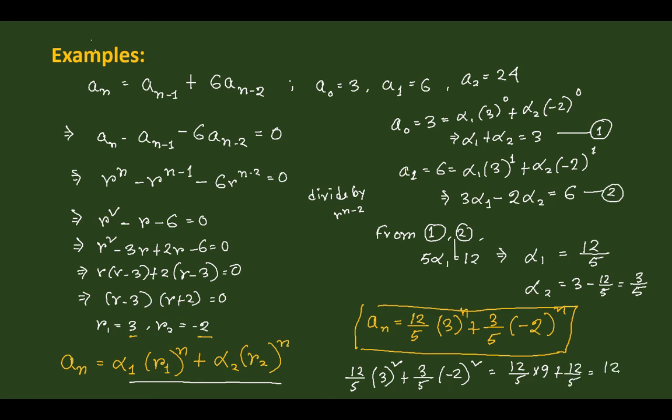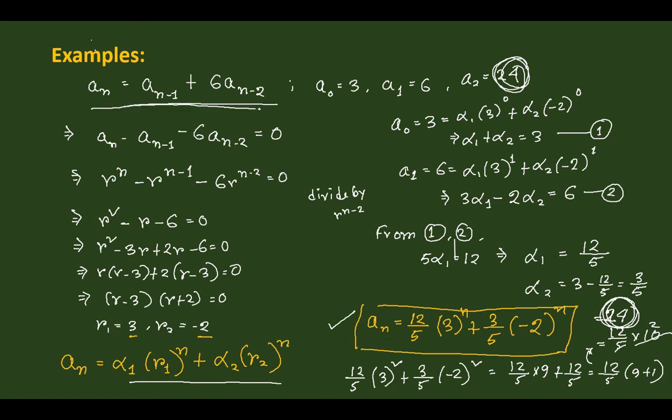So if we take 12 by 5 as common, then it would be 9 plus 1. So let me write it here. 12 by 5 into 10. This is 2, and 12 into 2 is 24. So this is the same value as this one. So this equation works. So this is our final solution of this recurrence relation, which is a linear homogeneous recurrence relation. Let's move on to the next lecture and have some more examples. Thank you, everyone.